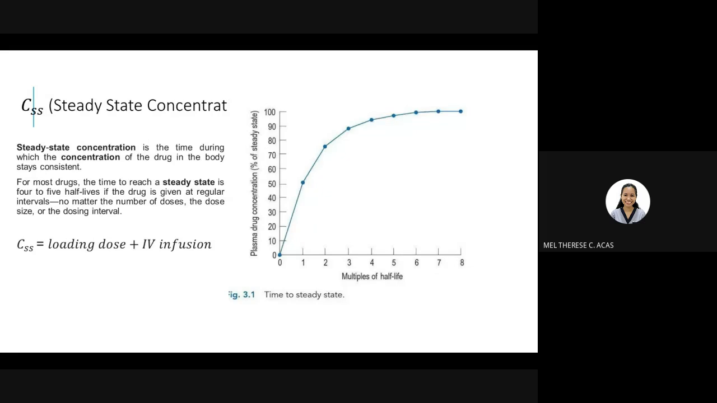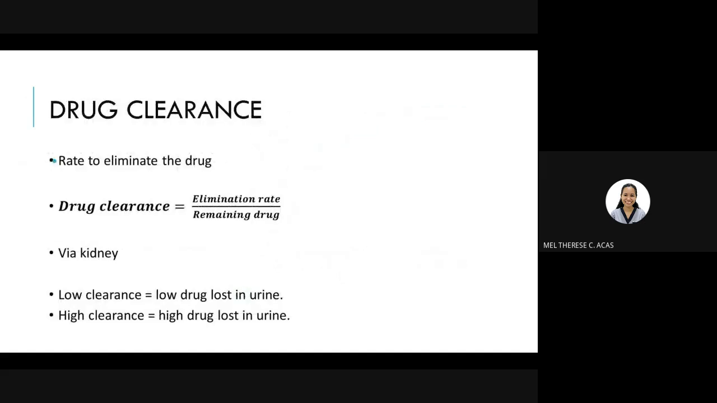For most drugs, the time to reach steady state is around 4 to 5 half-lives. In this graph, it is presented as multiples of half-life, so from 1, 2, 3, 4, 5, 6, and so on. The steady state concentration is equal to the loading dose plus the IV infusion rate in milliliters. So the next one is the drug clearance.